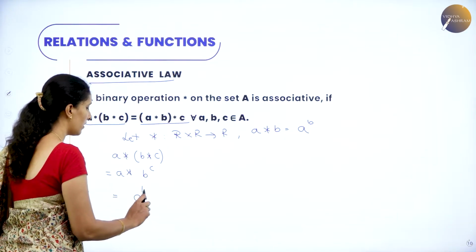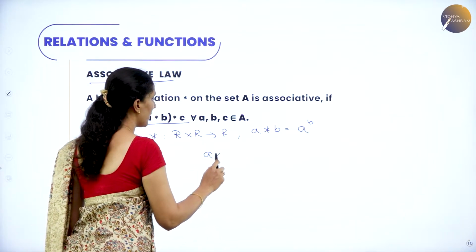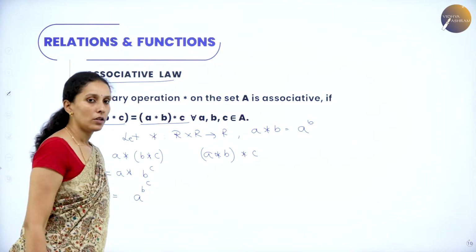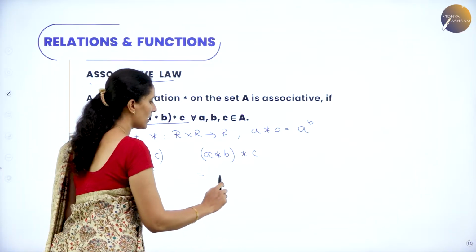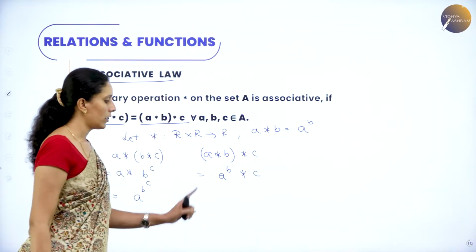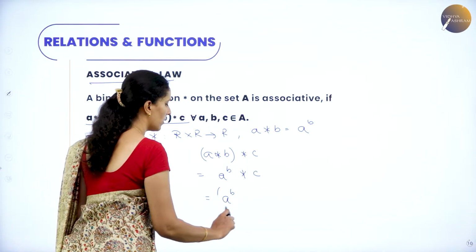A to the power B to the power C. Now let me take one more example. A star B star C. So how is A star B written? A star B is written as A to the power B, star C. Now how is this written? Again, this is A to the power B to C.